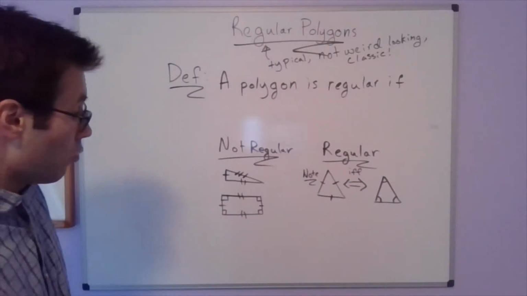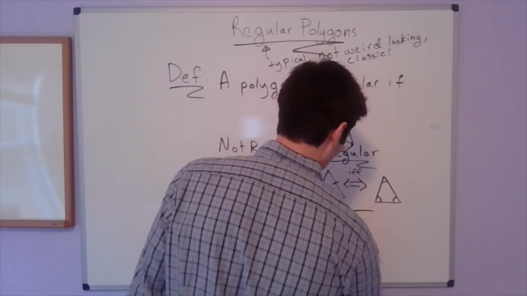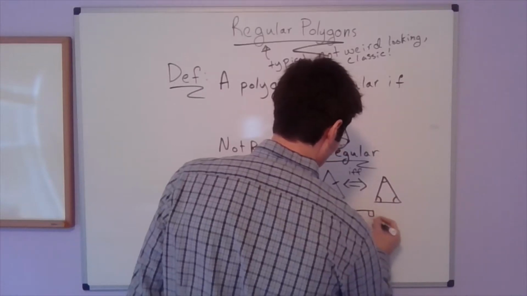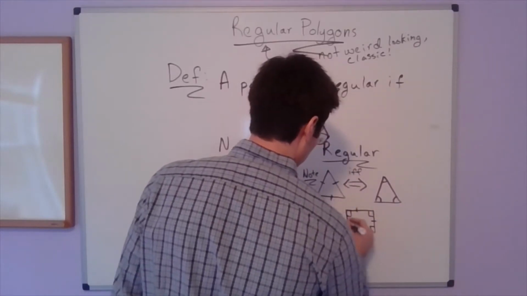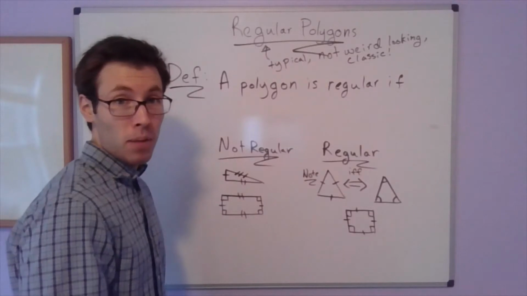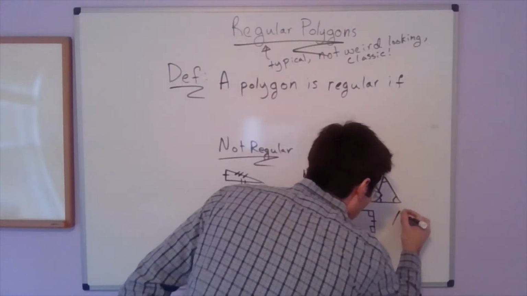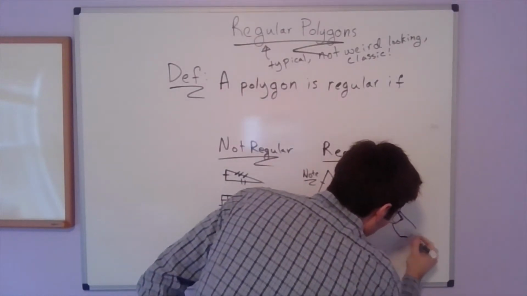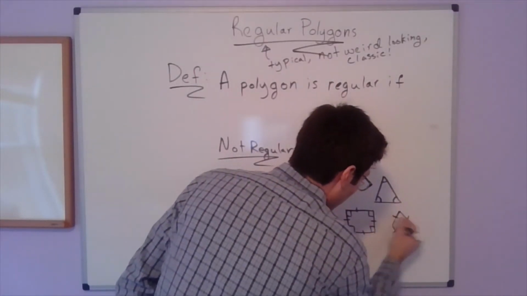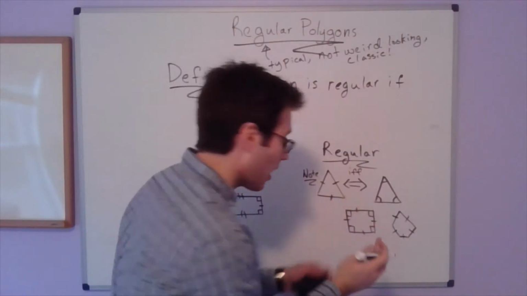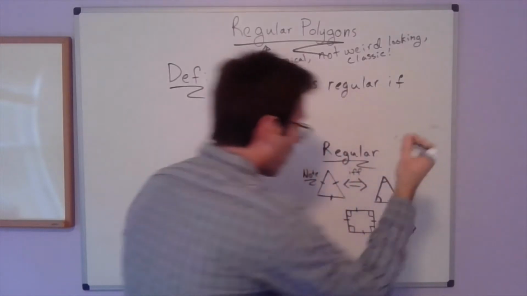It's weird looking. An example of a regular polygon would be a square, a beautiful, perfect shape. Maybe a pentagon. A pentagon is a fancy word for a five-sided shape. Pentagons need not have all the sides be the same. But if you have a pentagon where all the sides and all the angles are the same, that would be an example of a regular polygon as well.